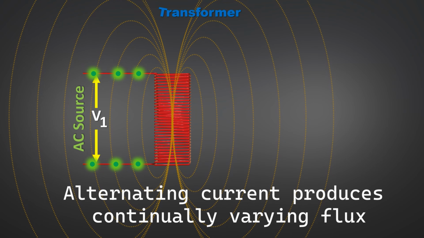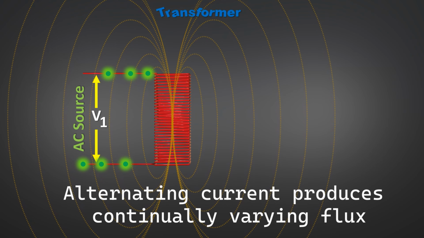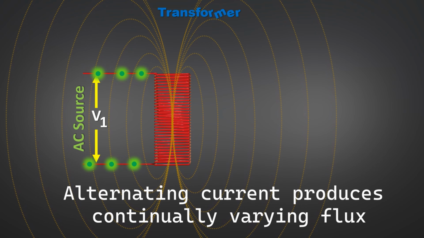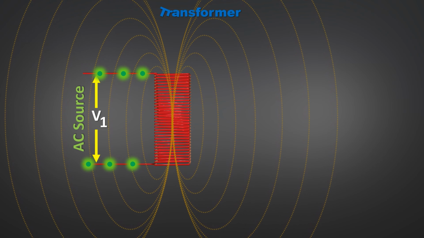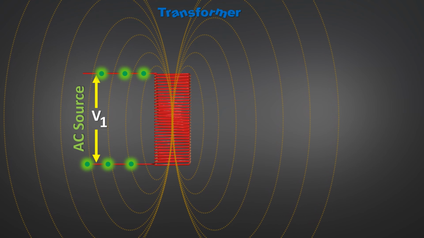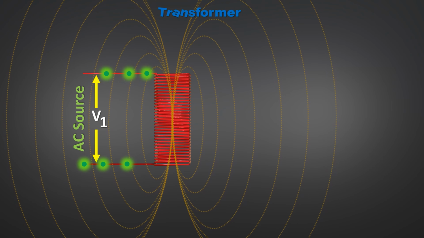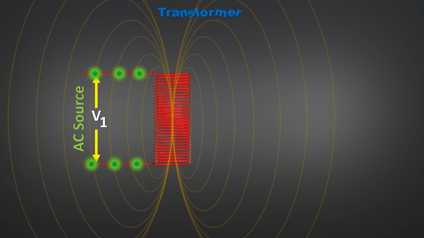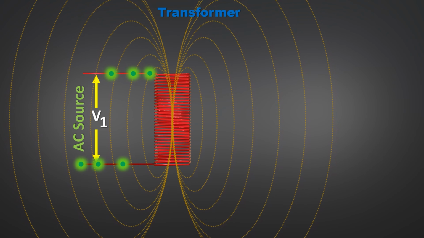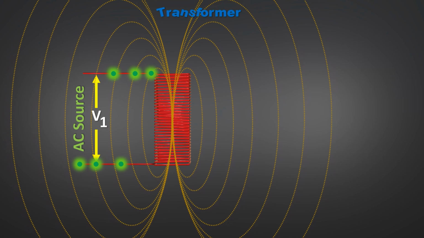The flux lines link the winding itself, and as the flux is varying, there will be a self-induced EMF across the winding. This phenomenon is due to Faraday's law of electromagnetic induction. This induced EMF or voltage, whatever you say, is the same in magnitude and opposite in polarity to the supply voltage applied.